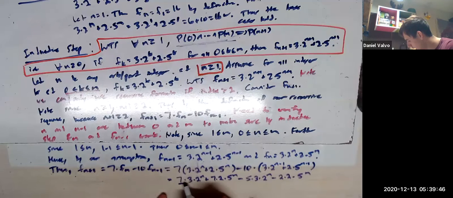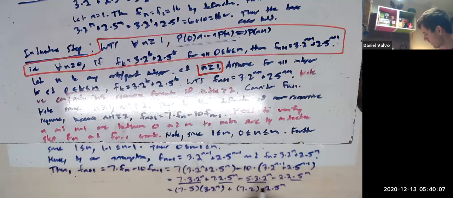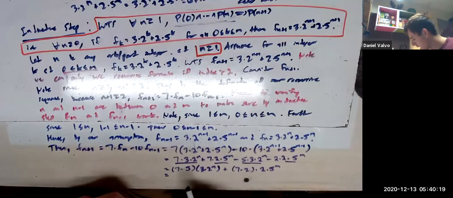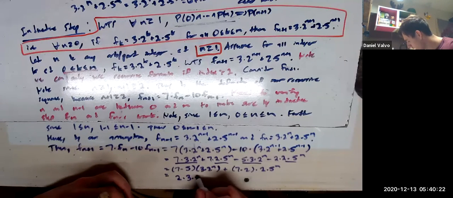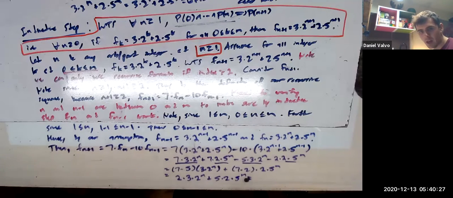Now I'm going to factor. We have 3 times 2 to the n here, 3 times 2 to the n here, and 2 times 5 to the n here, 2 times 5 to the n here. This is going to be 7 minus 5 times 3 times 2 to the n plus 7 minus 2 times 2 times 5 to the n. Right? Factor that out, you get 7 minus 2. Factor that out, you get 7 minus 5. 7 minus 5 is just 2. So this is 2 times 3 times 2 to the n. 7 minus 2 is 5, times 2 times 5 to the n. And that all just works out.